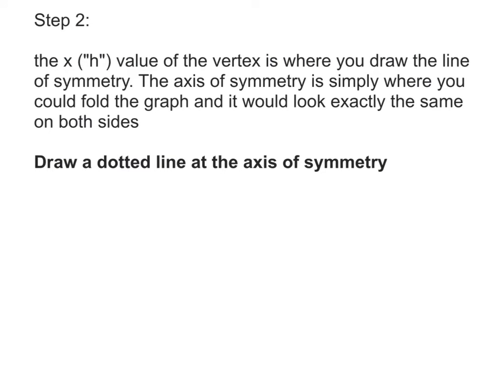Step 2, the x or h value of the vertex is where you draw the line of symmetry. The axis of symmetry is simply where you could fold the graph and it would look exactly the same on both sides. This would be like when you drew the heart when you were in kindergarten and you figured out you could cut half of the heart and it would form a symmetric, pretty looking heart. You will draw a dotted line at the axis of symmetry.